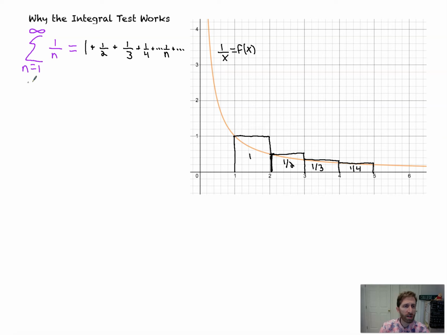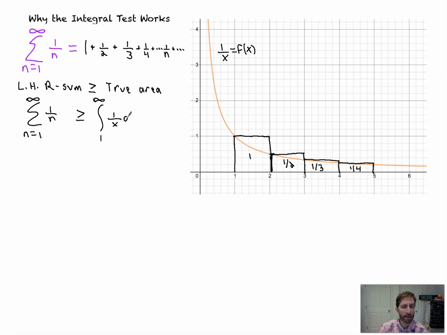So what we should also see is that the left-hand Riemann sum is greater than or equal to the true area from 1 to infinity. So what that means is our series, the sum from n equals 1 to infinity of 1 over n, that is the left-hand sum, is greater than or equal to the true area, which would be the improper integral from 1 to infinity of 1 over x dx. That would represent the true area here. And I'll shade that in here. So that's all of this area all the way down. That's the true area.